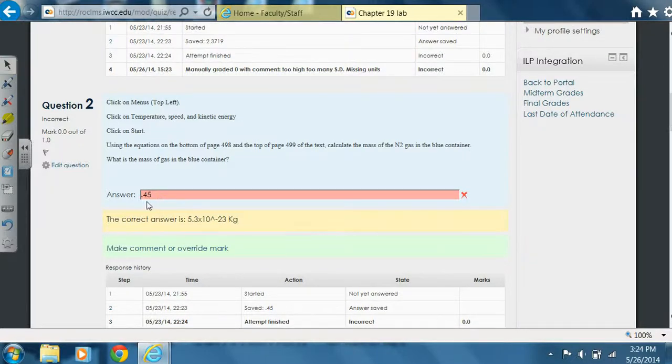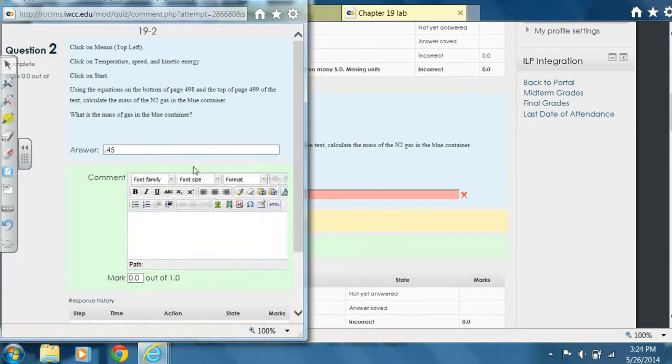Now, here we go again. This guy here, 5.3 times 10 to the minus 23rd kilograms is correct. The significant digits are right, but he's too high, and he's missing units.